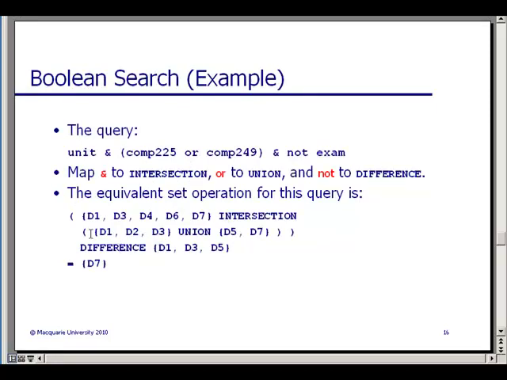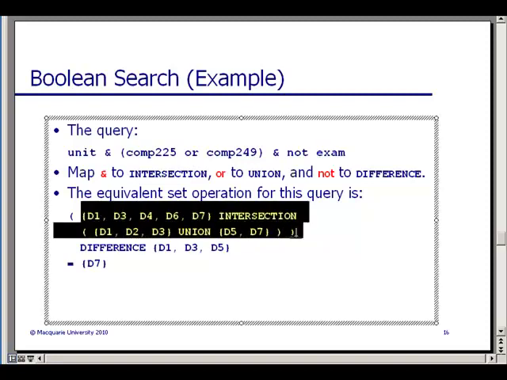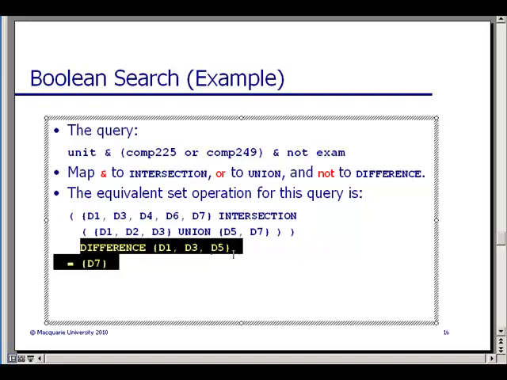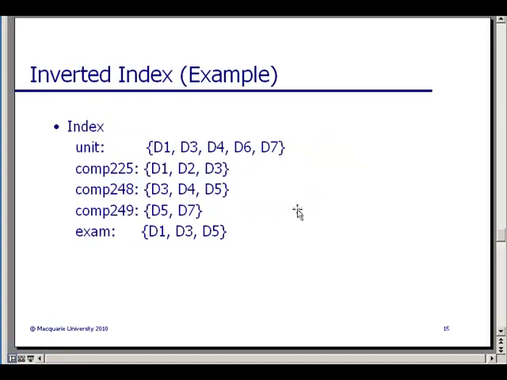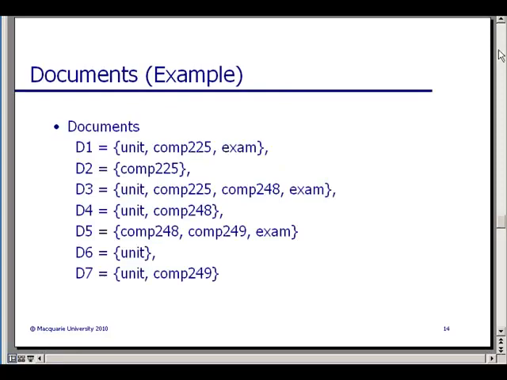First I calculate the union, then I calculate the intersection, and then I calculate the difference, and I get the result D7. So this is document D7 that answers my question. It doesn't contain the word exam, but it contains unit, and it contains COM225 or COM249. So this would be document 7: unit, COM249.